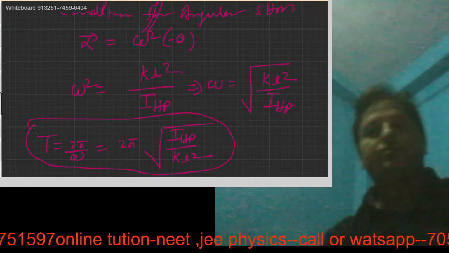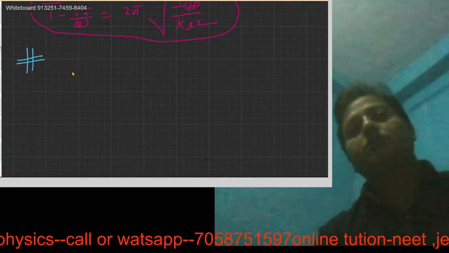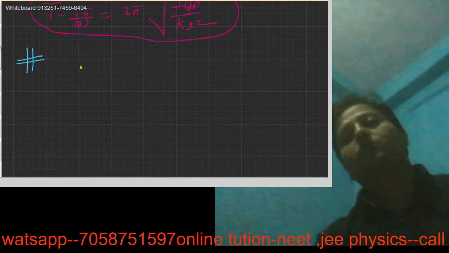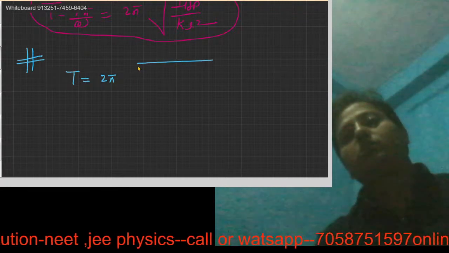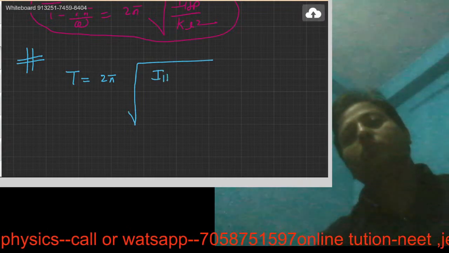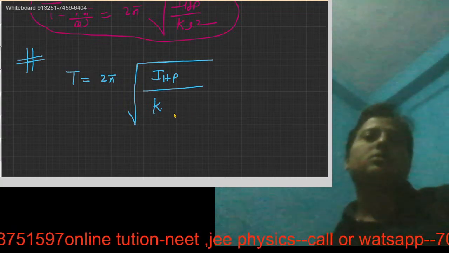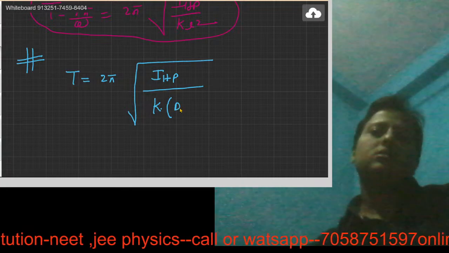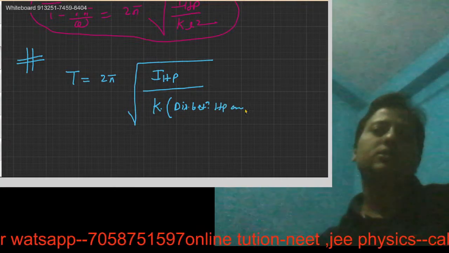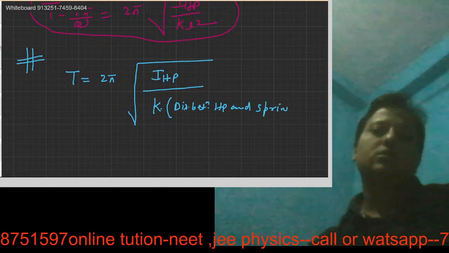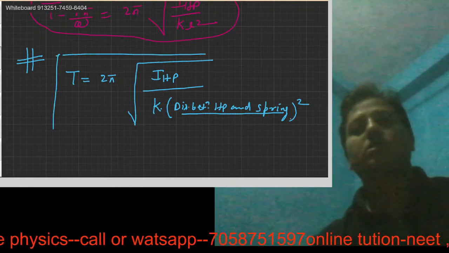So we can inspect a standard formula: if we have to calculate time period in this type of problem, time period is 2 pi under root I about the hinge point divided by k l square, where l is the distance between the hinge point and the spring. So this is our general formula.